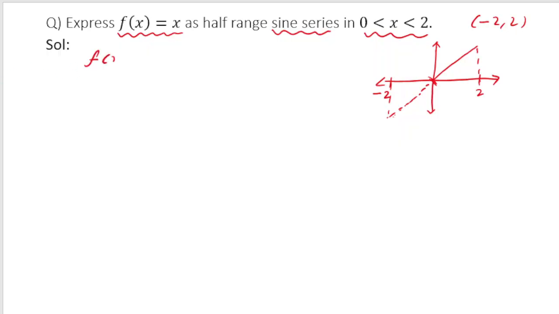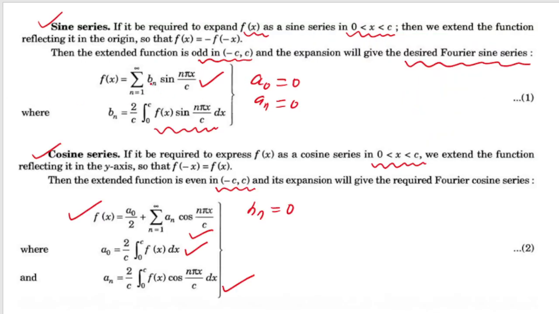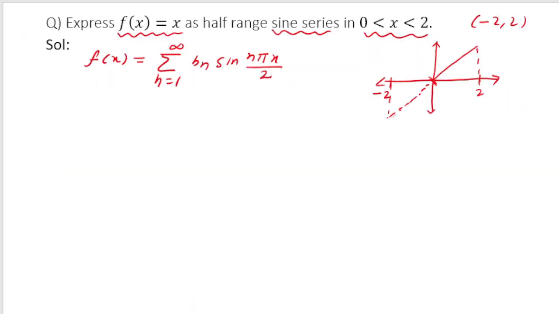Once we have done that, we will write the Fourier sine series as f of x is equal to summation n varies from 1 to infinity bn sine n pi x by 2. I hope you remember the result, that this is how the Fourier sine series is written, bn sine n pi x by c, and here because we are taking the interval -2 to 2 after extending the function, the c value is equal to 2, right?